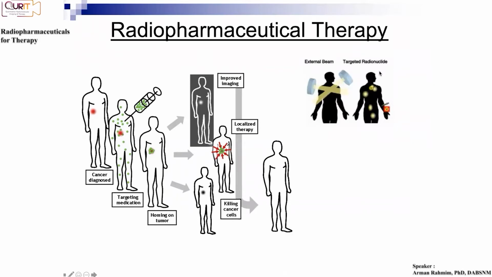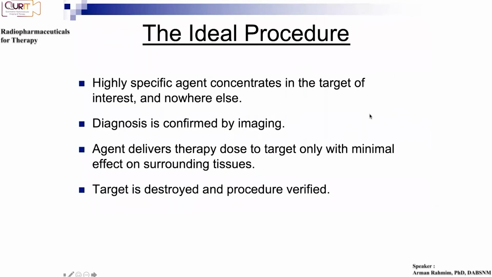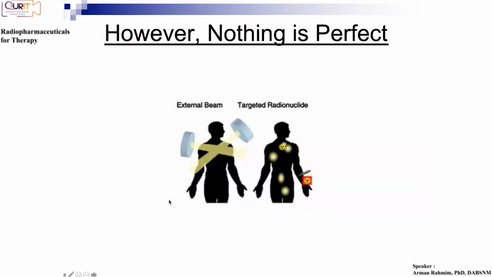But again, when we talk about radiopharmaceutical therapy, we're going from inside. So the ideal procedure here is to have a highly specific agent concentrated in the target of interest. Ideally, you should do diagnosis by imaging beforehand. And then the agent delivers a therapy dose to the target only, with minimal effect on surrounding tissues. That's ideal. The target is destroyed and the procedure is verified. So again, these are the two approaches that are typically mentioned.